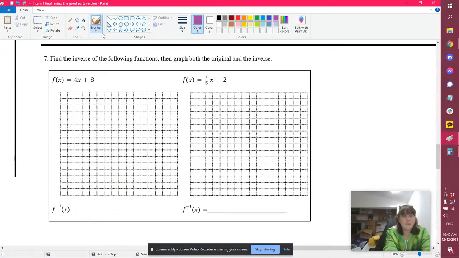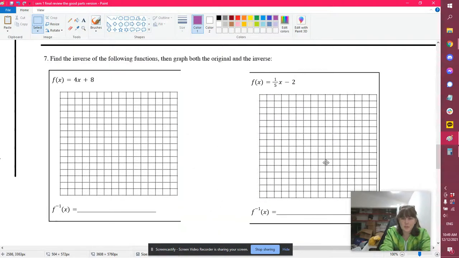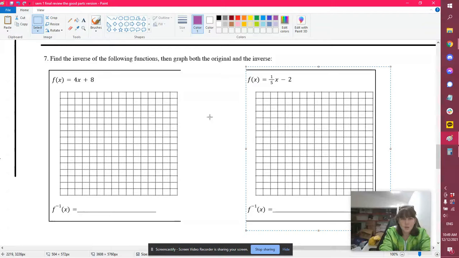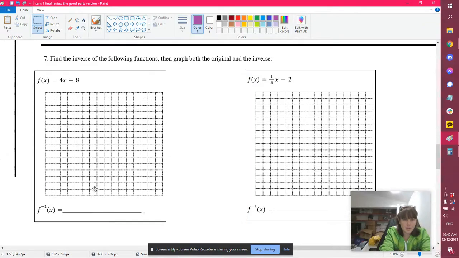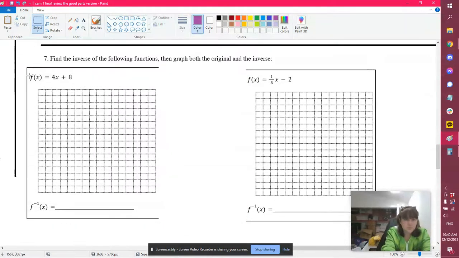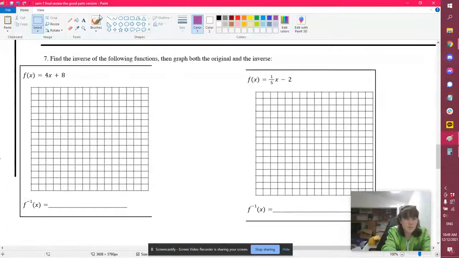Last one, find the inverse of the following functions and then graph both the original and the inverse. I'm going to move this one over because we're going to need some space. Nice. First, let's find the inverse. The inverse of y equals 4x plus 8, the first thing we do is we switch x and y.